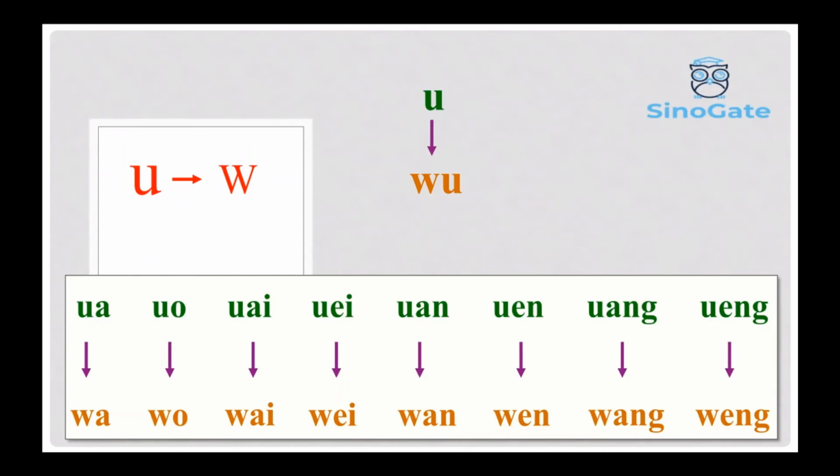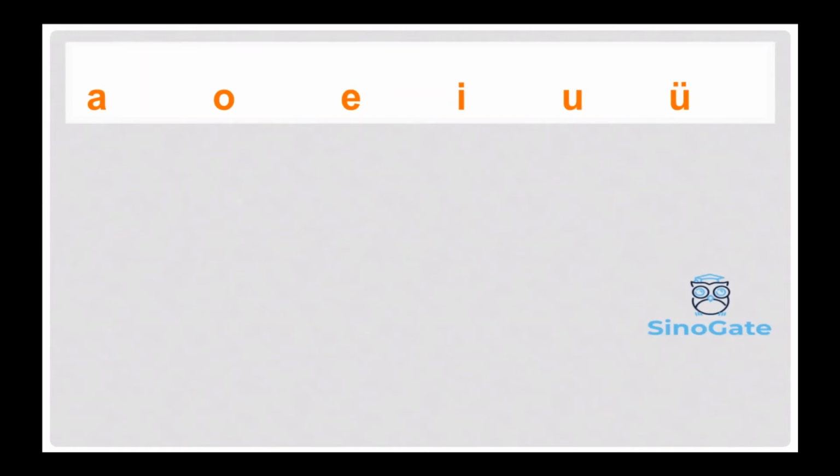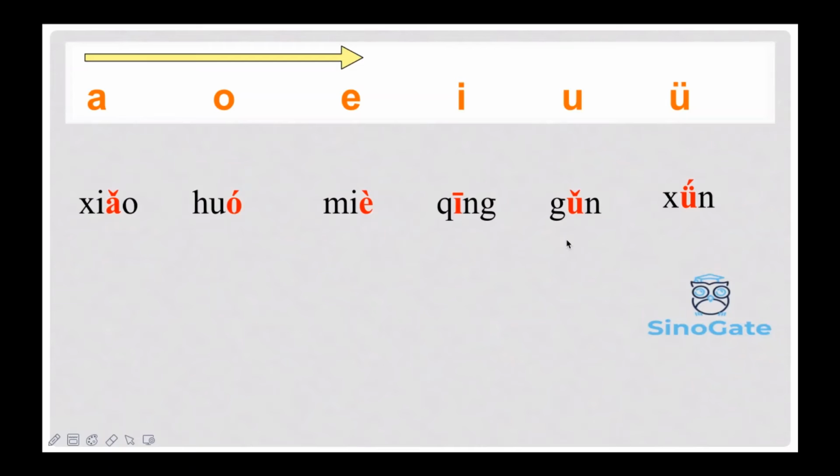What else are we missing in this pinyin? The tones, the tone marks. Where do we put the tone marks? A, O, E, I, U, Ü. And there are some rules you should know. The first one is in this order. And you can check the pinyin here, you can find the rules.